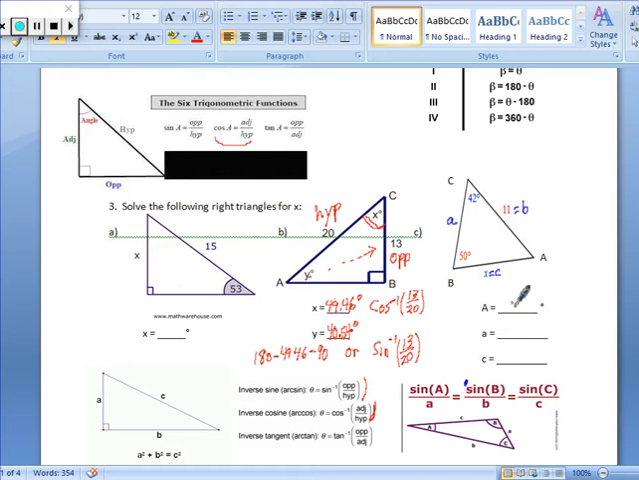Right here, the very first thing that's important is you want to find your third angle. So this is going to be 180 minus 50 minus 42. So your answer here is going to be 88 degrees.